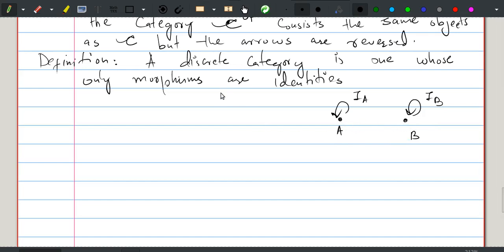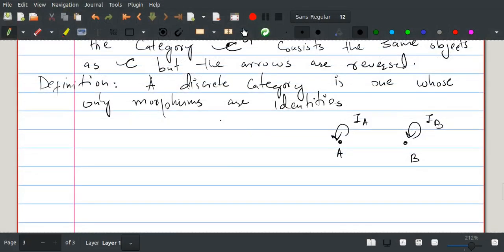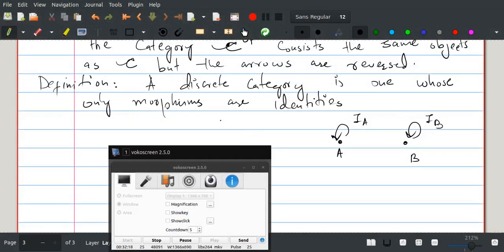Now in the next lecture we are going to introduce functors, and we'll discuss some important functors such as the covariant and contravariant.